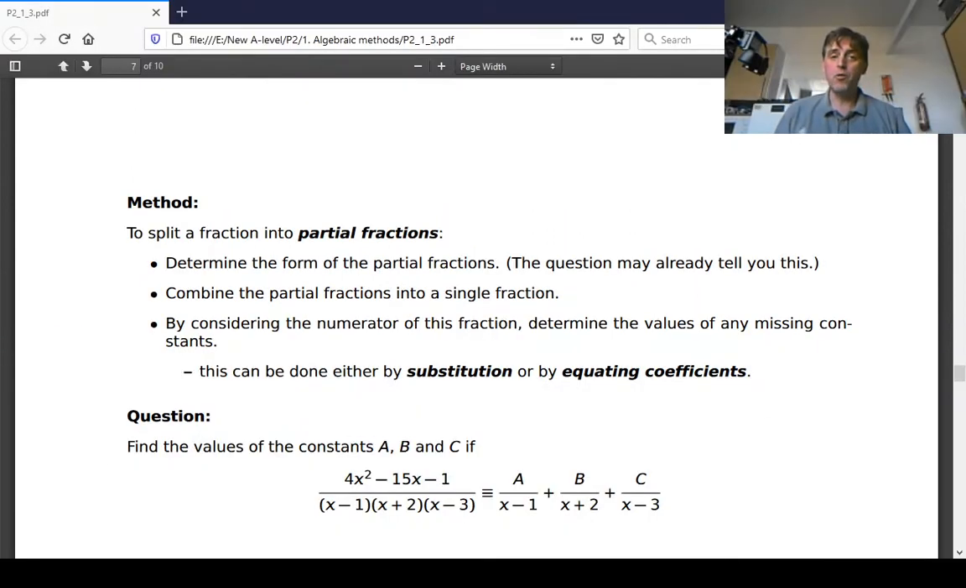Now, there's no reason at all why we have to stick with just 2 linear factors in the denominator. We could have 3 or possibly even more to deal with. It works in exactly the same way. So have a go at the question on the screen. This one's got 3 linear factors. See how you get on, but hopefully it's going to work out for you.